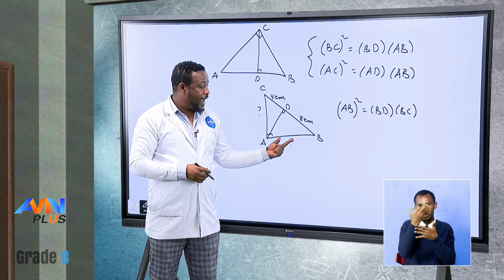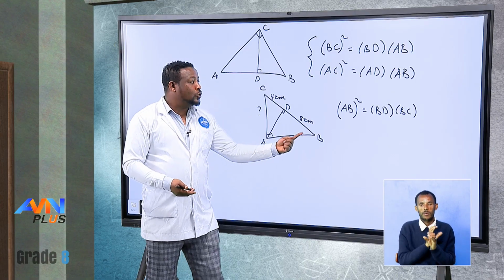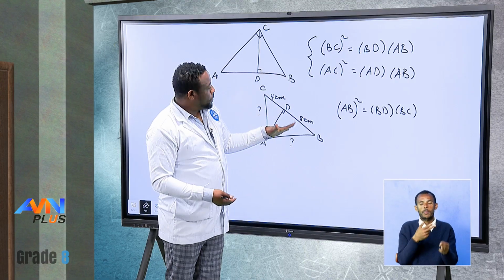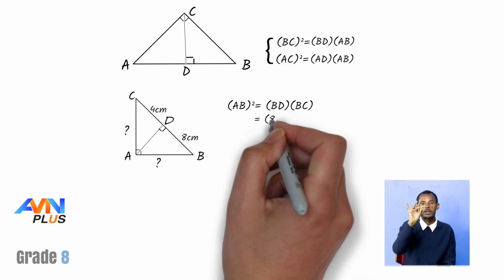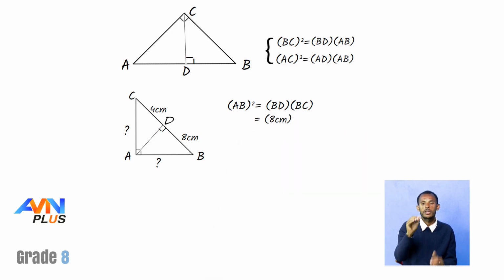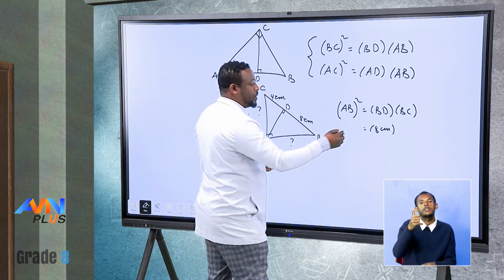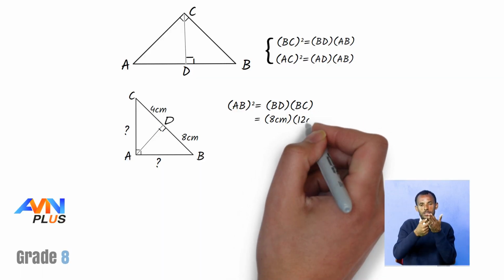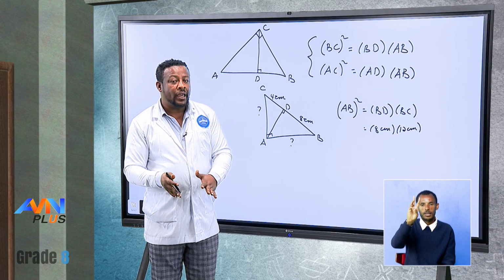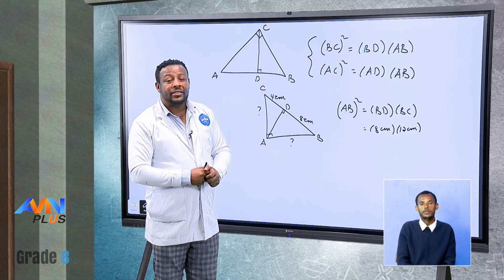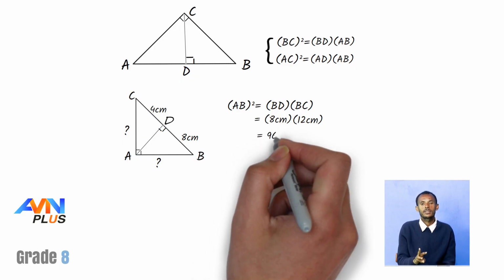So if you are asked to find this side and this side, you can use this formula to calculate AB. In this case, if the question is to calculate AB, use this product. So BD is 8 centimeter, and BC is the whole hypotenuse. It's the sum of these two adjacent sides, which is 12 centimeter, right? So this is 12 centimeter. 8 times 12 is 96. Okay, you can check it. It's 96, so 96 centimeter square.